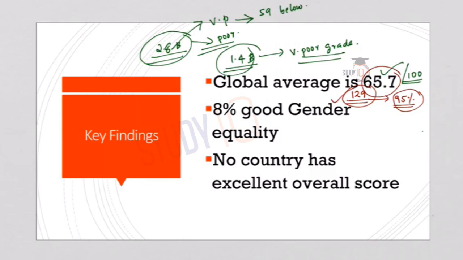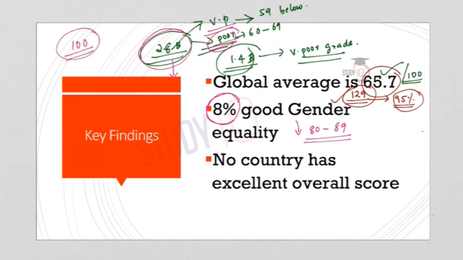Now poor means 60 to 69. So almost 2.8 billion women and girls live in those countries that have a score of either very poor or poor. And only 8% of the world's population of girls and women live in countries that received a good gender equality score, that is from 80 to 89. The maximum score is out of 100, and only 8% of women and girls belong to those countries which have a good score, between 80 and 89.